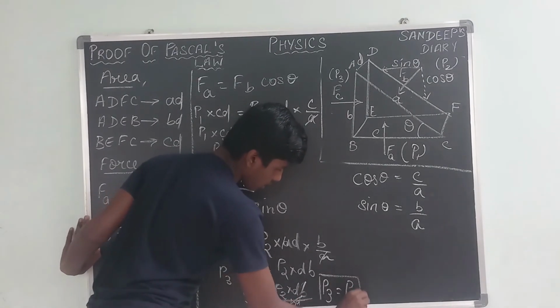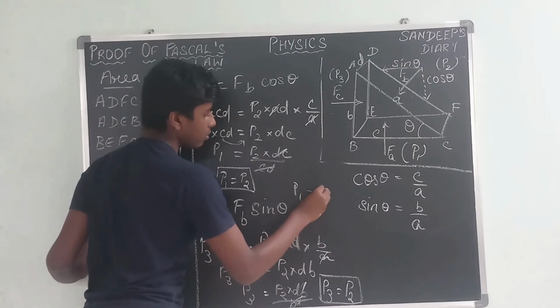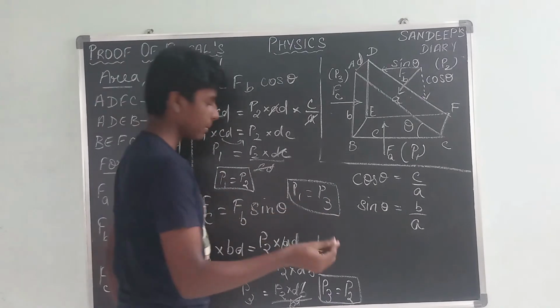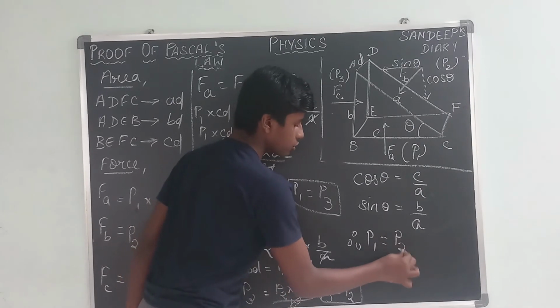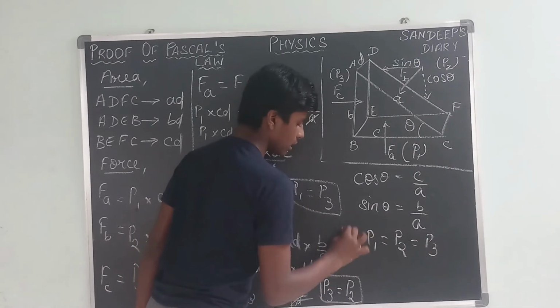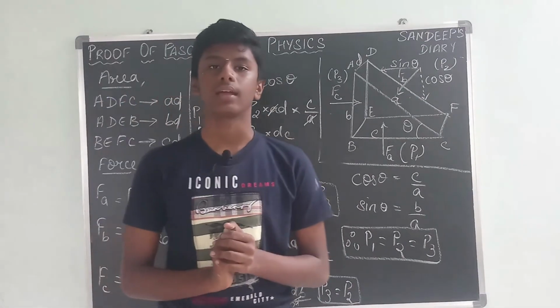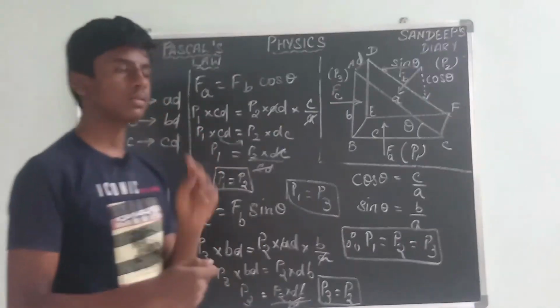So if P3 is equal to P2, P1 will be equal to P3. So if P1 is equal to P3, automatically pressure 1 will be equal to pressure 2 will be equal to pressure 3. Hence we have proved that Pascal law is correct. Pressure 1 is equal to 2 and is equal to 3, right?